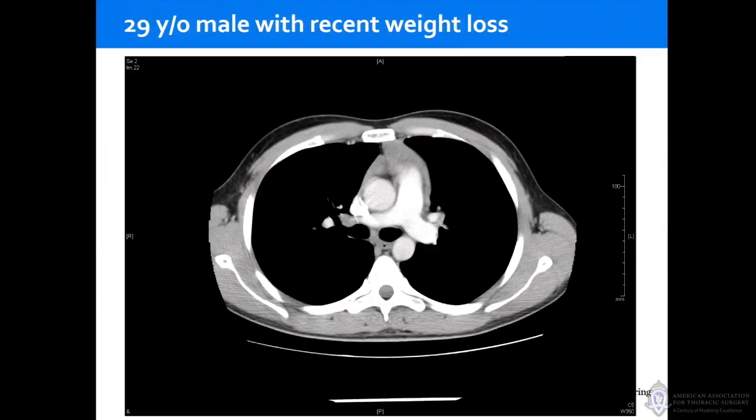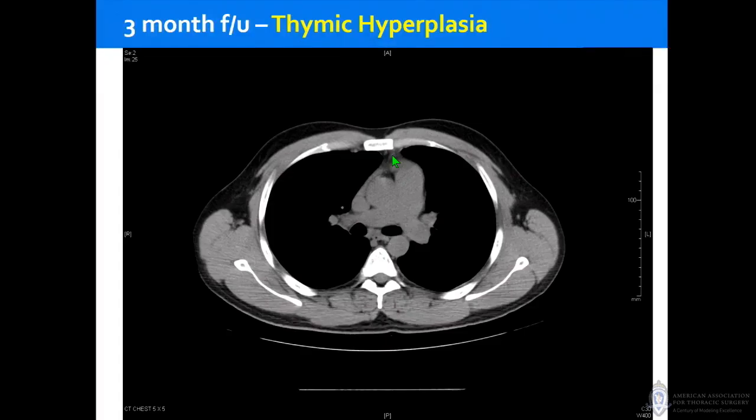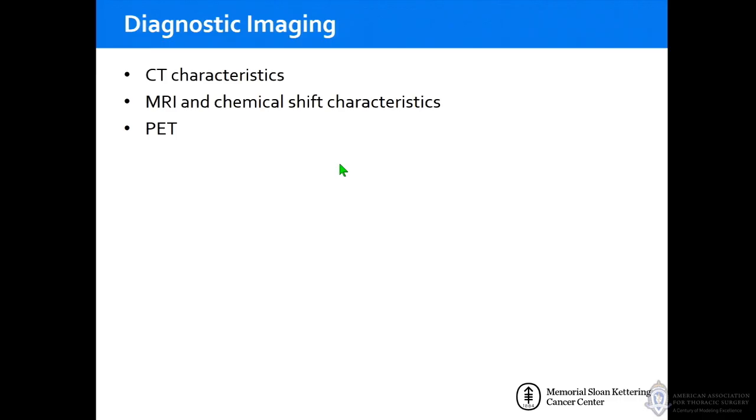And this is him again, and if you look at the CT scan, you can actually make out the lobes of the thymus gland. It has the typical triangular shape. And after 3 months of treatment for his Graves' disease, you can see that the mass is gone. So this was thymic hyperplasia. Now, are there other things that you can do to help you sort out this decision? Well, there's certainly some diagnostic imaging adjuncts that you can employ.